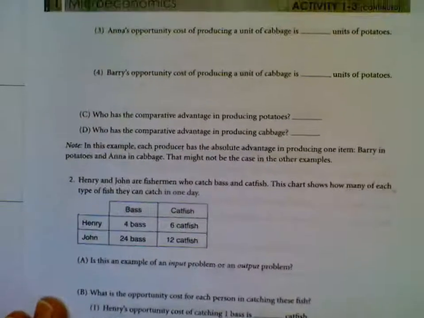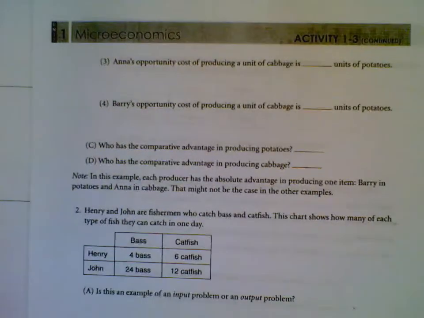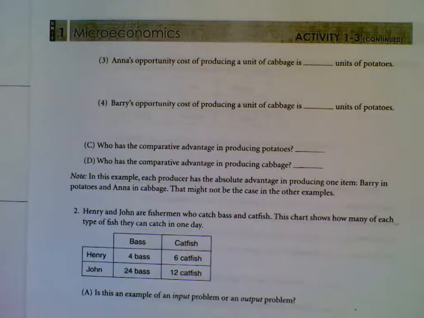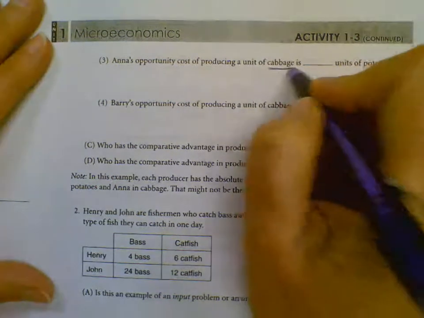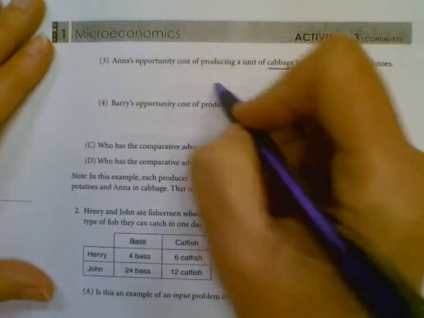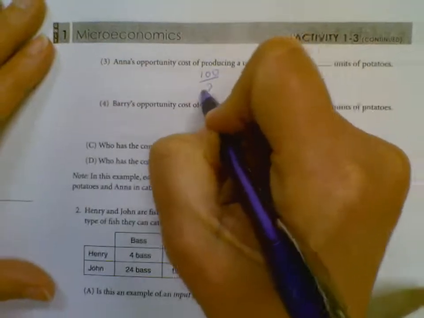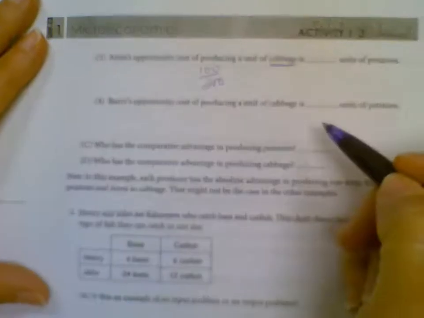Looking at the other part of this problem, Anna's opportunity cost of producing cabbage, you're just going to have to look back at that chart from the previous page. And the other nice thing about this is once you've done it for one, it's just the reciprocal or the opposite. So since Anna's opportunity cost of producing potatoes was 200 over 100, now we're looking at cabbage. Now potatoes is the other, so potatoes goes over, and the same with Barry.